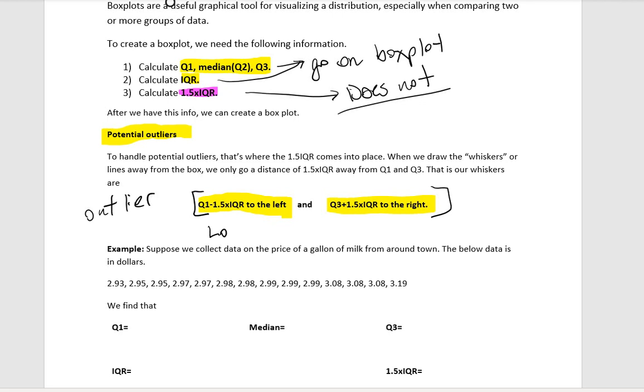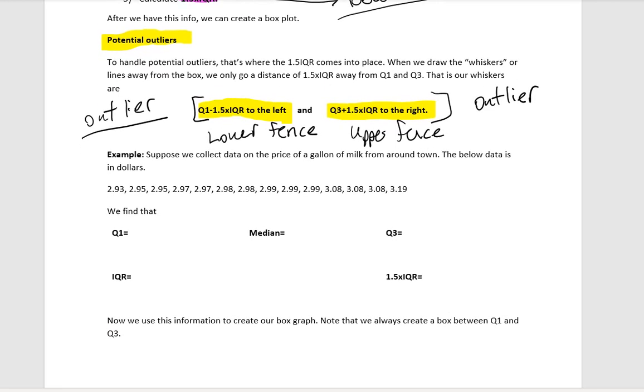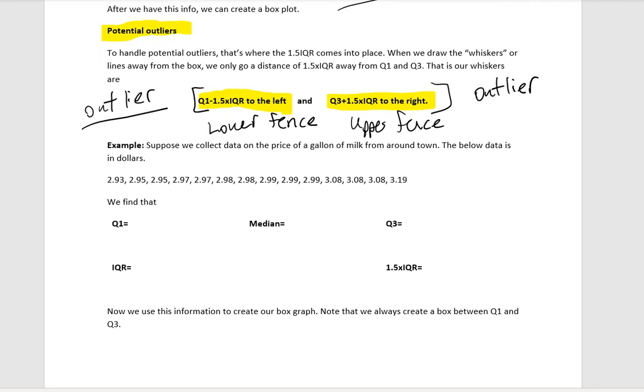So we're going to call this our lower fence. Anything below this is going to be a potential outlier. This we're going to call our upper fence. Anything above that is going to be a potential outlier. So let's look at an example.